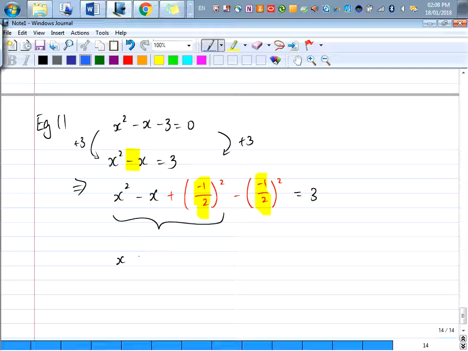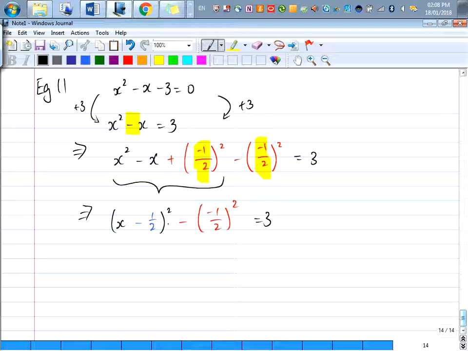Now, the perfect square looks like this. X minus 1 over 2 square minus negative 1 over 2, correct. And this is equals to 3. Very easy from here on already. All you need to do is to just simplify. Here we have already completed the square. And that is a requirement in the question. By completing the square, solve. Okay, I've completed the square. Let's see how this makes my life easier. Next step, x minus half square minus 1 over 4 equals to 3.